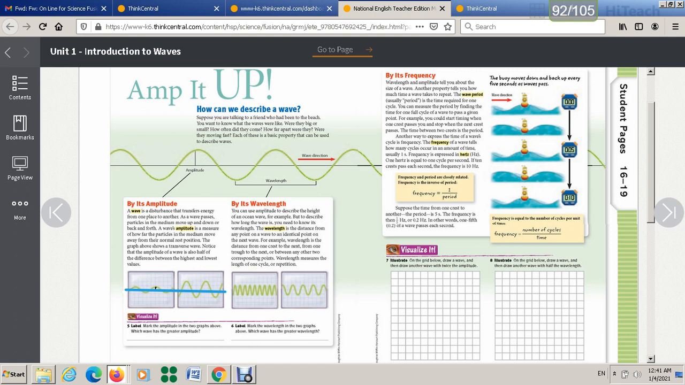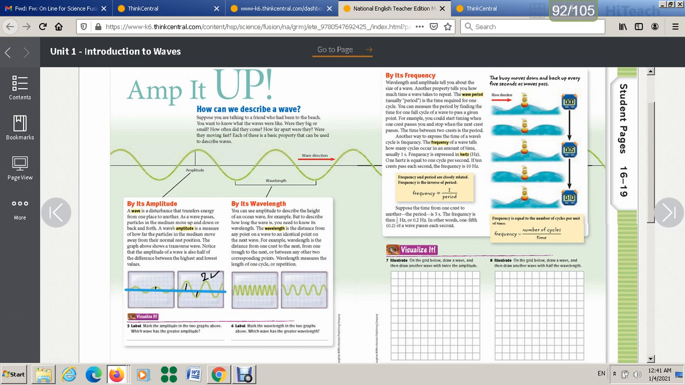This distance here is the amplitude, and this distance here is the amplitude. Which one has the greater amplitude? For this one, it has a greater amplitude, as you see, because the distance from the rest point to the crest, or from the rest point to the trough, is more. Let's look at the second one, question 6.